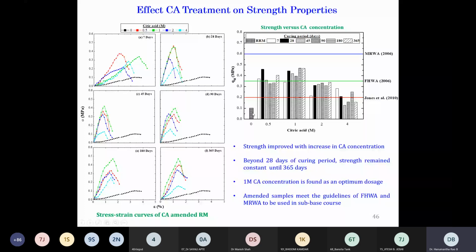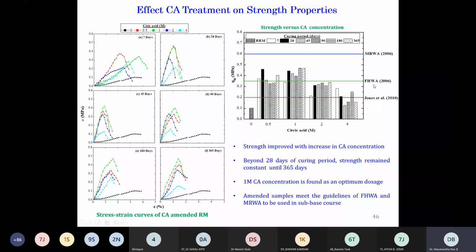For different citric acid concentrations, the strength of untreated red mud is hardly 100 kilopascals, while it increased and rose up to almost 500 kilopascals with the treatment of citric acid. We also try to superimpose the requirements for different engineering applications. Fortunately, the citric acid treated samples comply with the requirement of FHWA, but they won't comply with the requirement of MRWA.